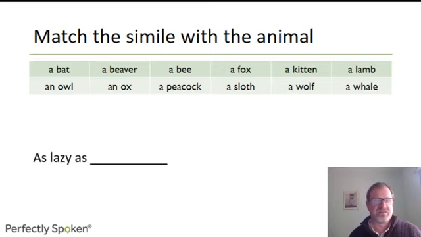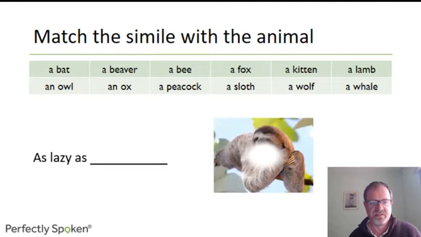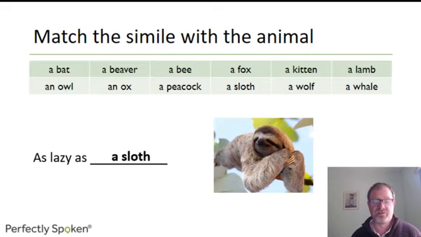As lazy as. Well, we're looking now for an animal which moves extremely slowly. It often hangs from trees, and I believe it lives in the Amazon region. And the answer is this creature. Have you any idea what it is? Well, this is, I think, what we call the three-toed sloth, a sloth. If any of your children are familiar with the films Ice Age, we have Sid the Sloth as one of the main characters. It's associated with being lazy, not wanting to do anything.